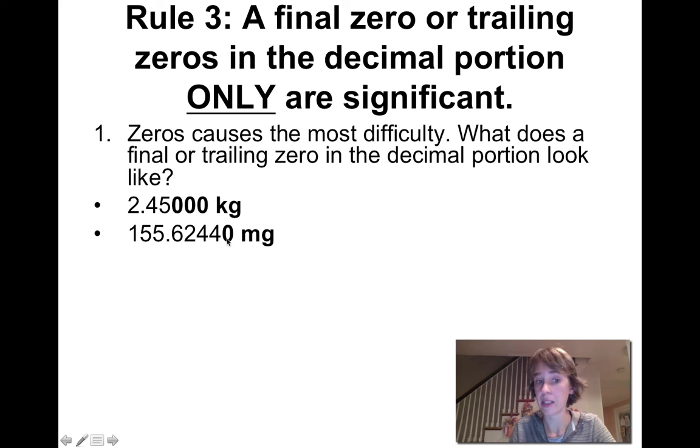Here, this last 0 again is significant. It's just like these other ones. So here we'd have 8 significant figures. And it doesn't matter whether it's scientific notation or decimal notation. This 0 would also count as a significant figure, so this would be 3.